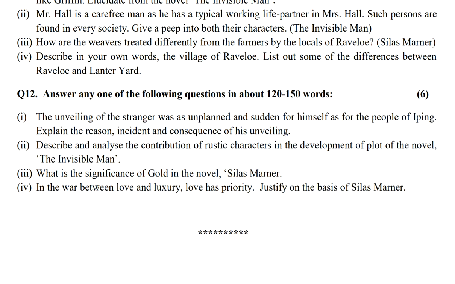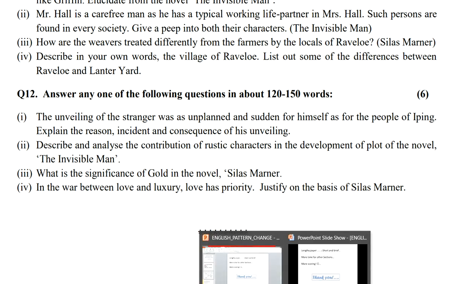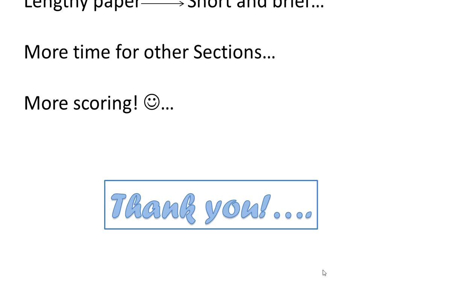So I think this has really helped you all, because there was a long demand that the English paper is very lengthy, and that is why it is not that scoring, because even if you know the answers, you cannot complete in time. That is a very common excuse which comes from you.